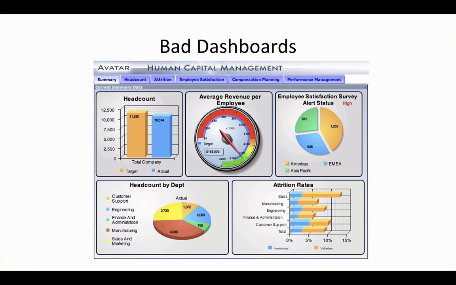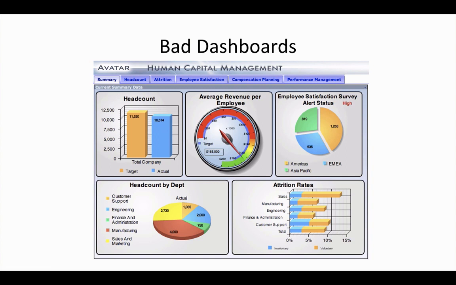There's some other issues with this dashboard. Let's look at that headcount pane in the top left. Is the target, are we doing well or poorly in this pane? We have a target of 11,520. We have an actual of 10,514. Do I know which one is, if we're doing well?